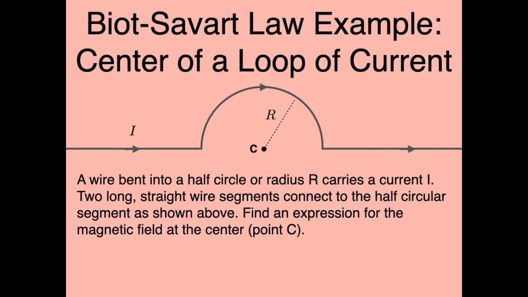All right, so let's do some more examples with the Biot-Savart law. Here we have a wire that's bent into a half circle of radius r, and it carries a current of I through it. Then we have two long straight wire segments that connect the circular segment as shown in the picture. What we want to do is give an expression for the magnetic field at the center of that half circle, at the point labeled C.